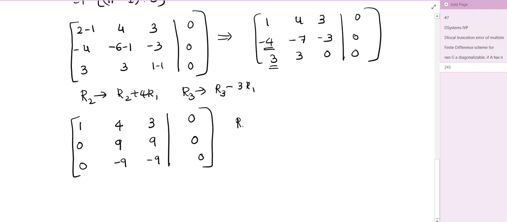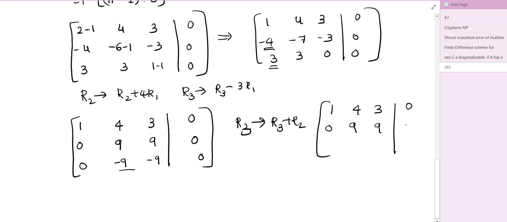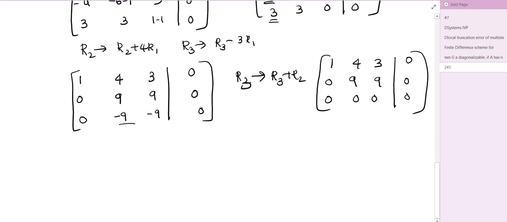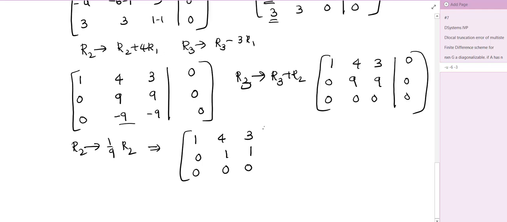Okay. Now R2, R3 we can change, so this element to make 0. R3 plus R2, if I do, I'll get here 1, 4, 3, because there is no change in the R1 and there is no change in the R2. This is 0, 0 and 0. So here you can observe carefully, we can still take this 9 out from the R2. Therefore R2 changes to 1 by 9 times R2 if I do. This gives us 1, 4, 3, 0, 1, 1, 0, 0, 0, and then this is the augmentation.